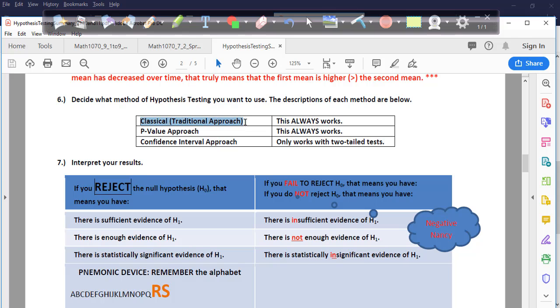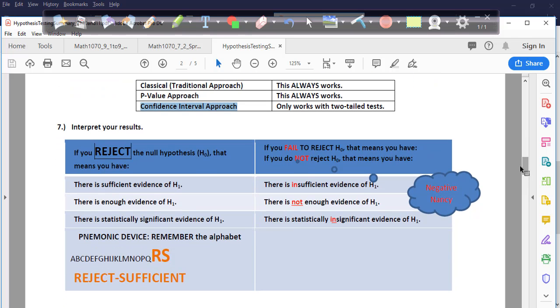So I have another video for you on how to perform the classical approach. This video is about the p-value approach. There's also a confidence interval approach, and that video is going to be coming up next. So once you pick your method of testing, then you move on to interpreting your results. What does that mean? From one of these three methods, you're going to do one of two things.